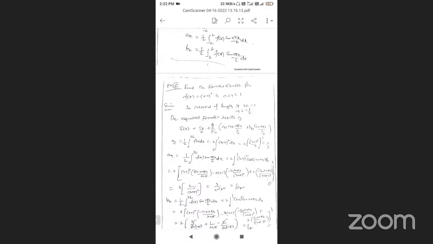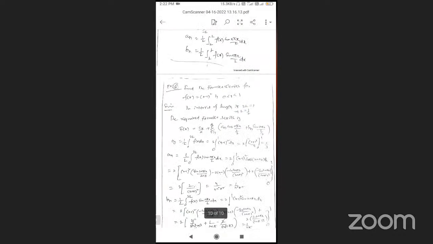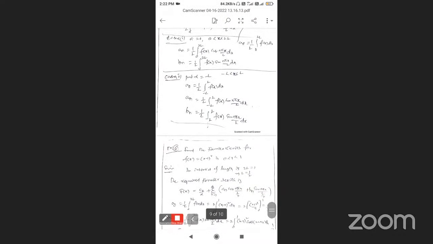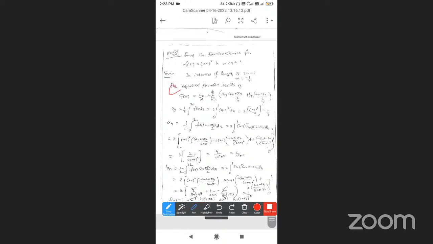Positive terms and negative terms will be cancelled. Only this term is there: 2 into, so this is the term, 2 into. What is the term? Only 2 into 1 by 2n pi. The 2 is cancelled, giving 1 by n pi. That is the value of an.